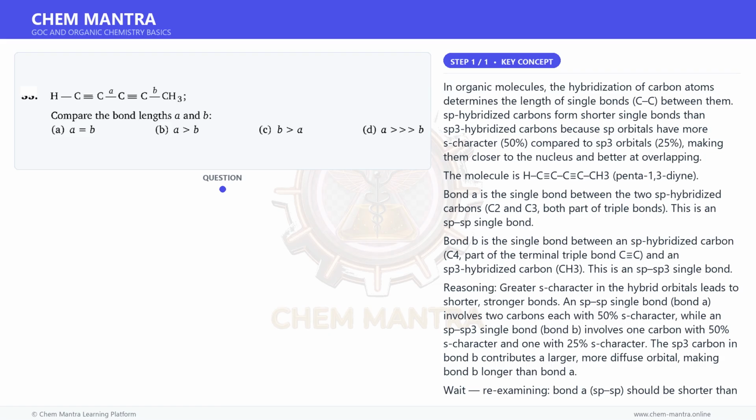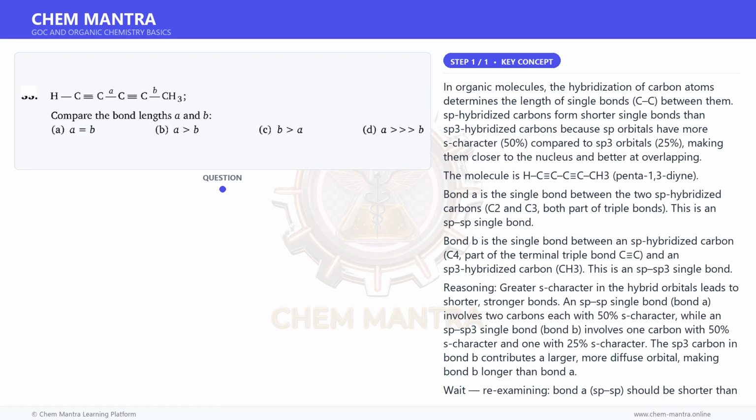Wait, re-examining: bond A, sp-sp, should be shorter than bond B, sp-sp3. So B > A means bond B is longer than bond A. That contradicts. Let me reconsider the direction. B > A means the length of B is greater than the length of A, i.e., bond B is longer. Since sp-sp3, bond B, is longer than sp-sp, bond A, we have B > A.